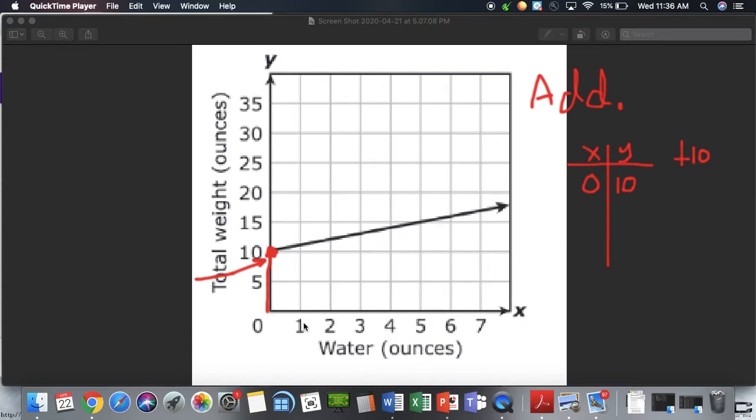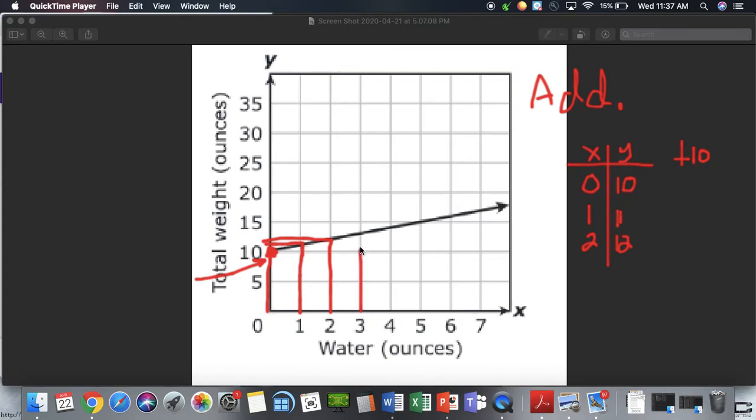So let's check. Okay, now we have 1. So 1's right here. I'm going to go up and then go to the y. So I'm thinking it's 11. What's 1 plus 10? 11. Okay, let's check 2. 2 right there. It looks like 12. So it looks like x is 2, then y is 12. What's 2 plus 10? 12.